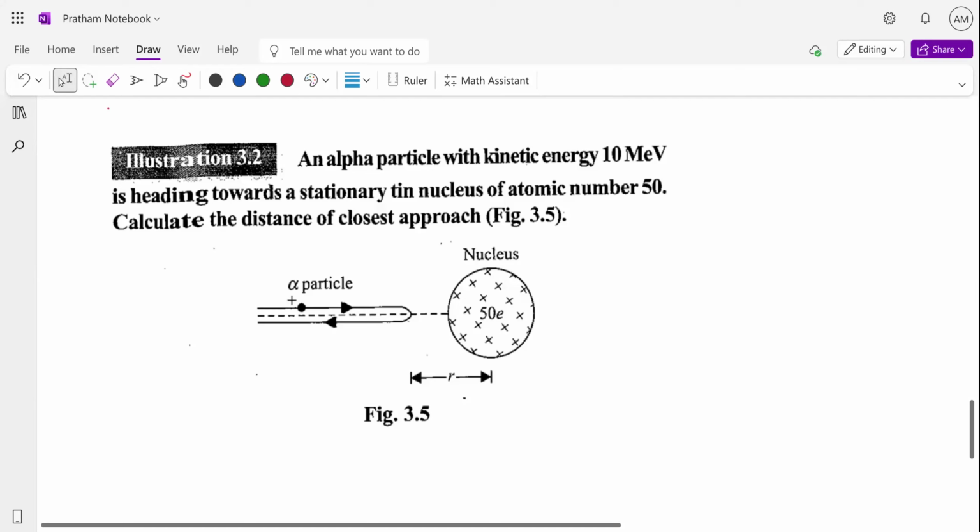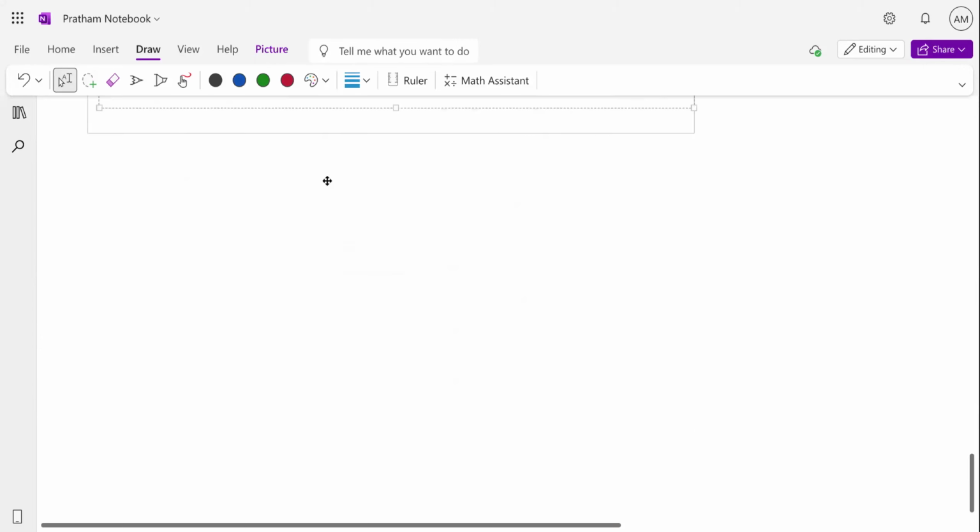All right, Pratham, have you solved this one? Almost. I'm just getting confused how to use the 10 MeV part.